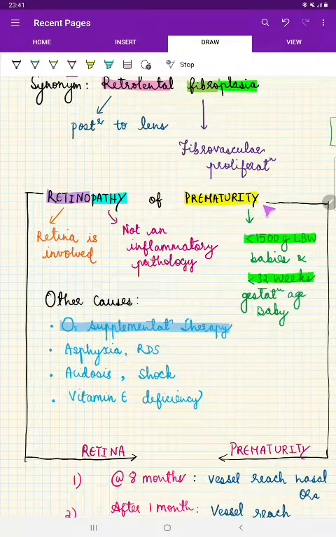Whenever the baby is born premature. How premature? Less than 1500 grams on birth weight, that is LBW, low birth weight baby. Next, if the baby is born at less than 32 weeks of gestational age, that is what is called prematurity. So this is a pathology we deal with in the pediatric age group, especially in neonates. Okay, so what are the other causes? Whenever the baby is on oxygen supplementation therapy, or birth asphyxia, respiratory distress syndrome, acidosis, shock, vitamin E deficiency, or some other causes.